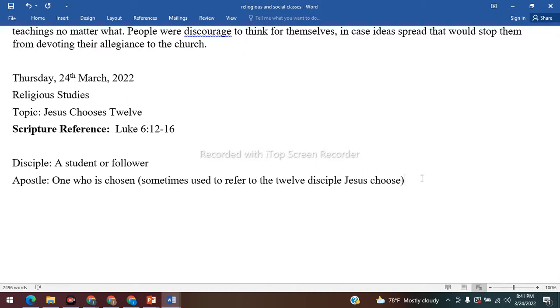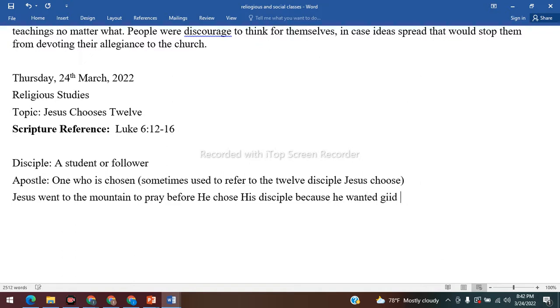Now, what did Jesus do before he chose his disciples? He went to the mountain to pray before he chose his disciples. That's very important. So he wanted the guidance, because he wanted guidance and direction.